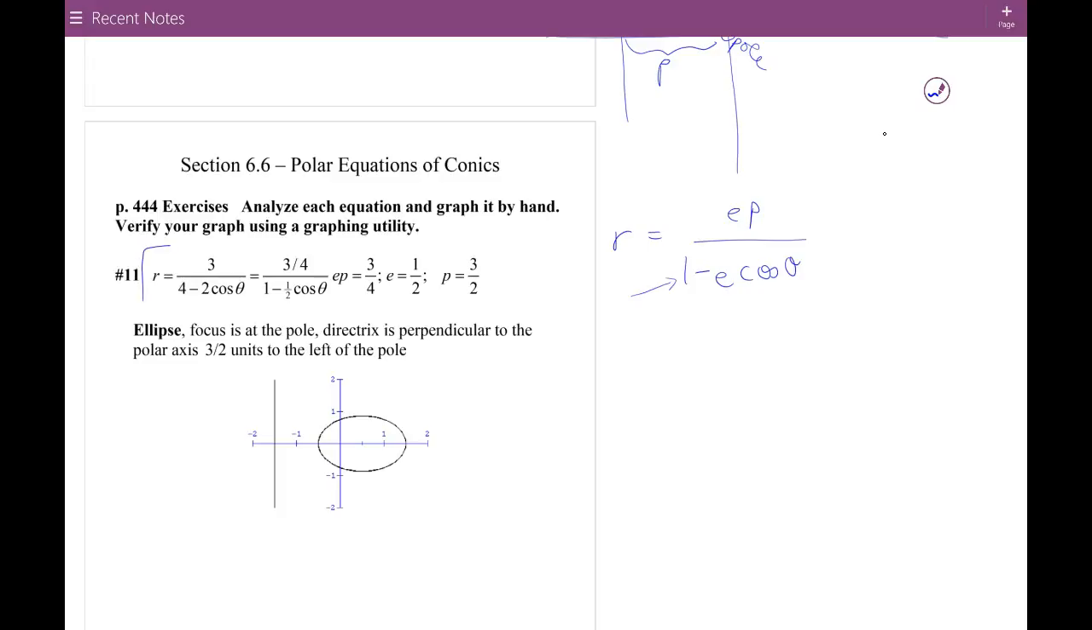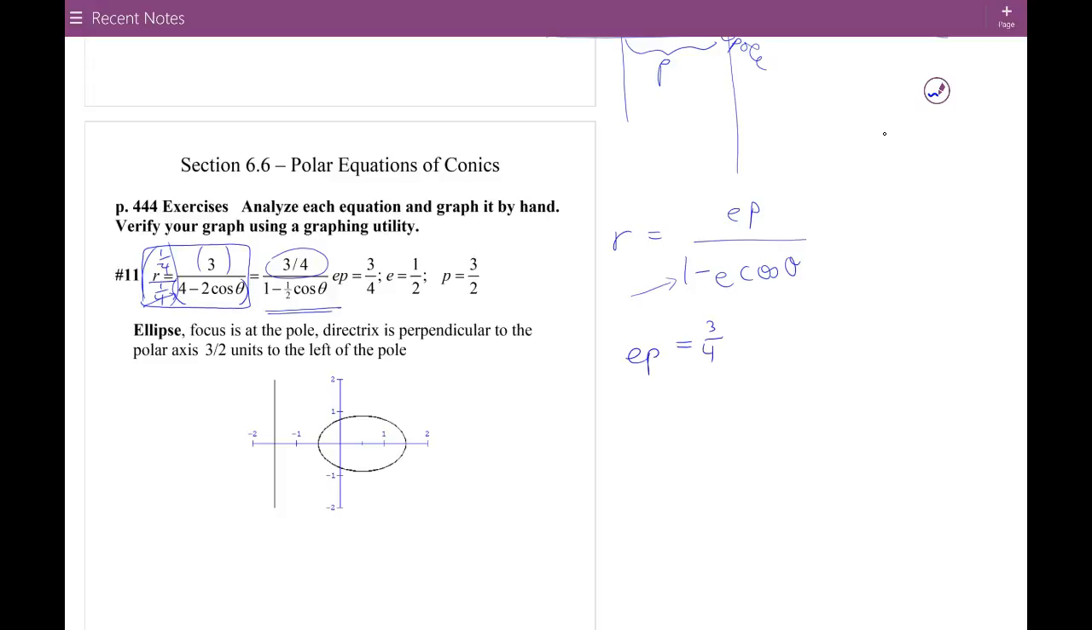So this first problem just has r equals 3 over 4 minus 2 cosine theta. So we need to get a 1 down here. We need to divide everything on the bottom by 4 or multiply it by 1/4. But the only way we can do that is to also multiply the top by 1/4. So that gives us 3/4 over 1 minus 1/2 cosine theta. And in this case, don't worry about having a complex fraction. It's actually important that it be in this form. So now you can see that the numerator is ep, and that's going to be the 3/4.